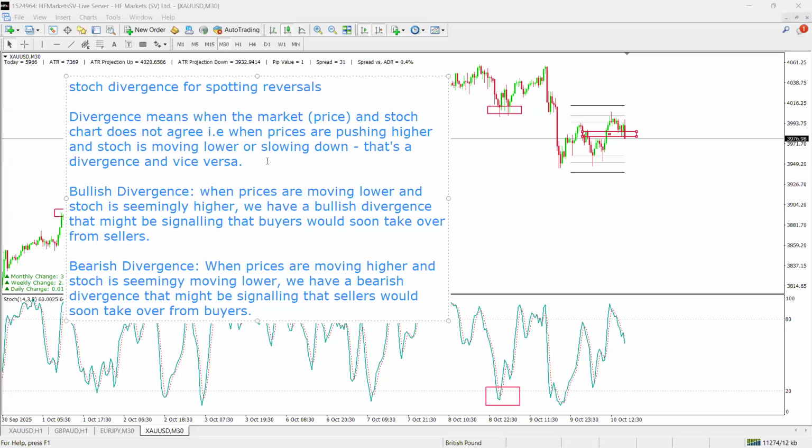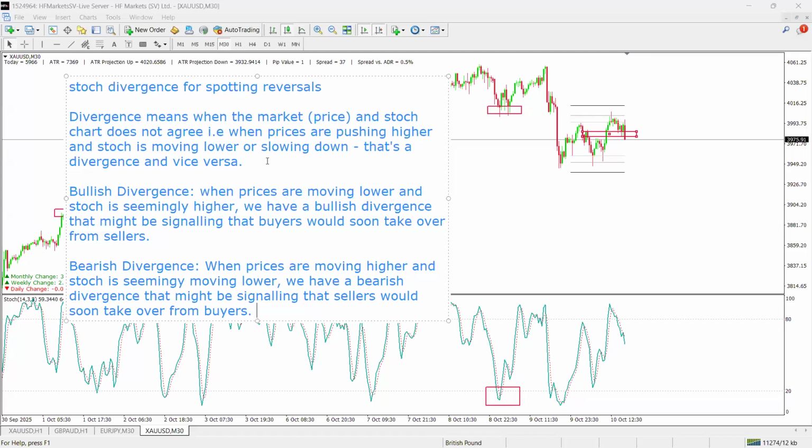The fact that there is a divergence does not mean that it is compulsory for the market to reverse a particular move. No. A divergence simply means when the chart and stock are not doing the same thing. Market is rising, stock is falling, or market is falling and stock is rising. When there's a disparity in what those two things are doing, we call it a divergence. And that divergence can potentially give birth to a trade reversal.